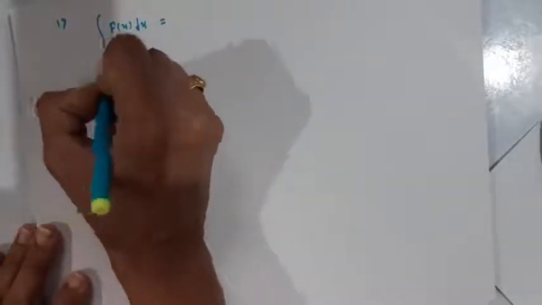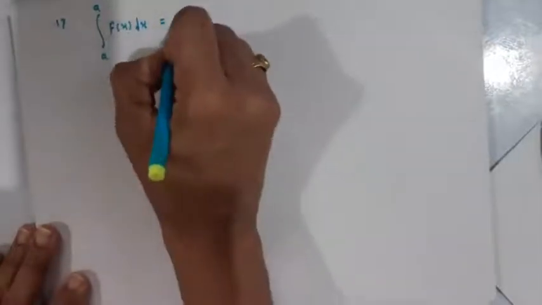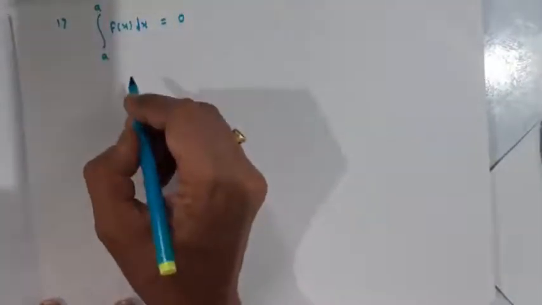Now let us take the first property, property number 1, that is the integration of f of x with respect to x from limit a to a equal to 0. So the proof of this property.